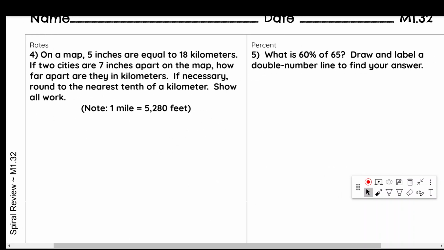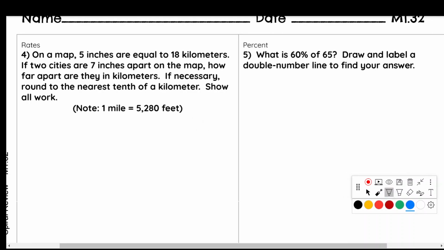Taking a look at number 4. On a map, 5 inches are equal to 18 kilometers. If two cities are 7 inches apart on the map, how far apart are they in kilometers? If necessary, round to the nearest tenth of a kilometer, show all work. I'm not turning miles into feet, so I really feel like this is kind of a distracting piece of information. I do know that I am starting with 7 inches, and I want to turn that into kilometers.